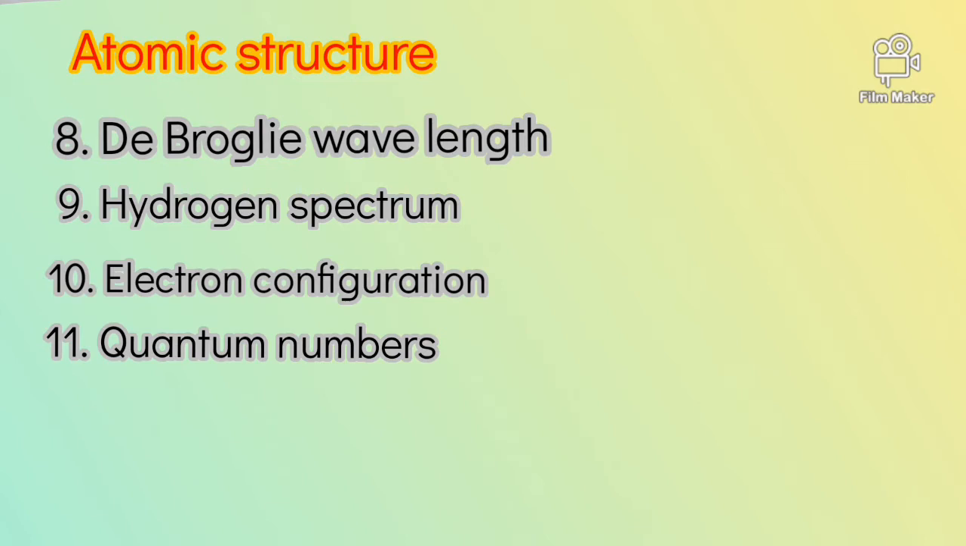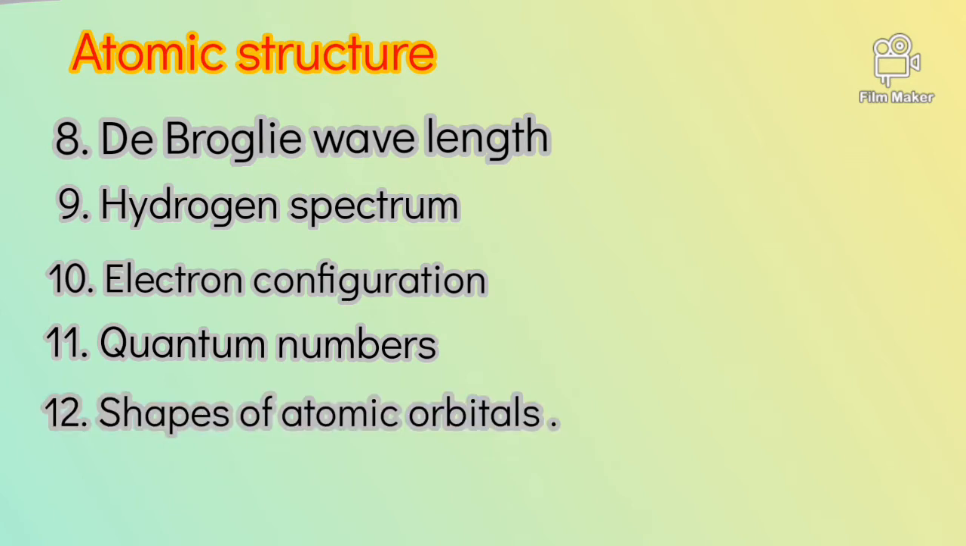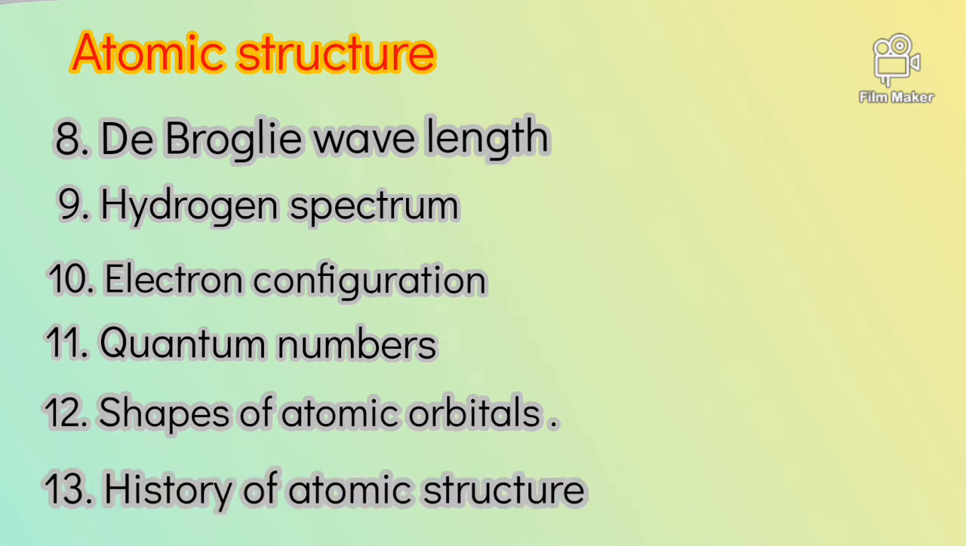After the electron configuration, we will discuss quantum numbers. Then we will discuss shapes of atomic orbitals. Then finally, we will discuss the history of atomic structure.